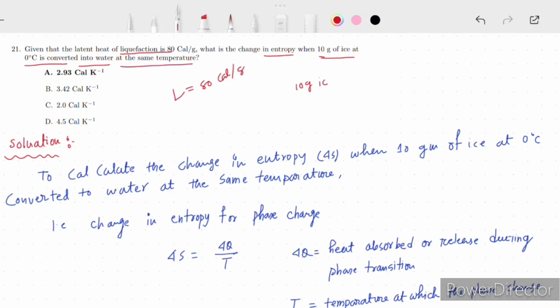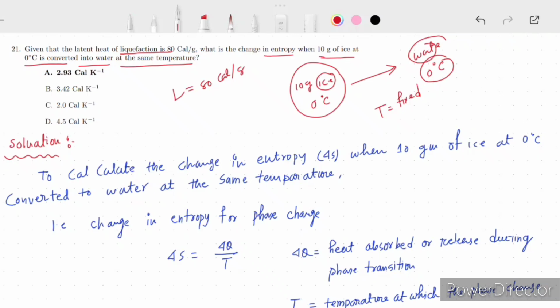So here 10 gram of ice at 0 degree centigrade is converted to water at the same temperature. So here the temperature is fixed. What will change? Ice changes to water. So there actually occurs a phase change. Okay, so there actually occurs a phase change, right?